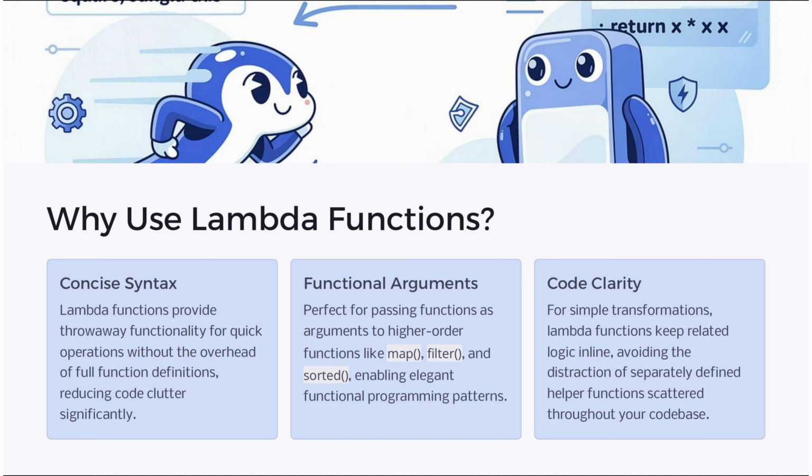They excel as functional arguments, seamlessly integrating with higher-order functions like map, filter, and sorted. For simple transformations, lambdas maintain code clarity by keeping logic inline, avoiding scattered helper functions.